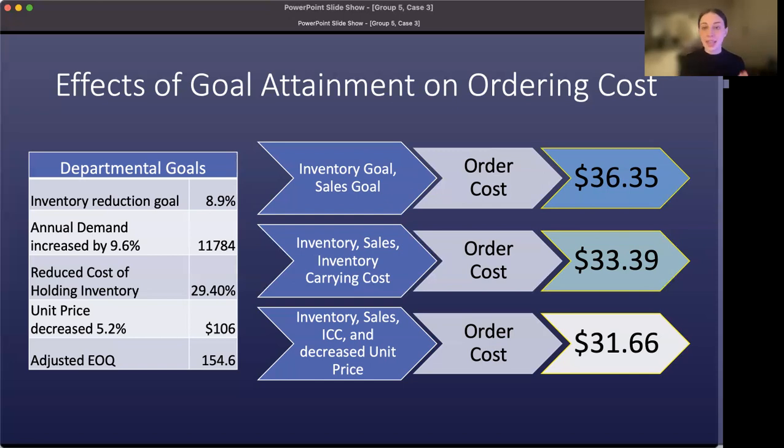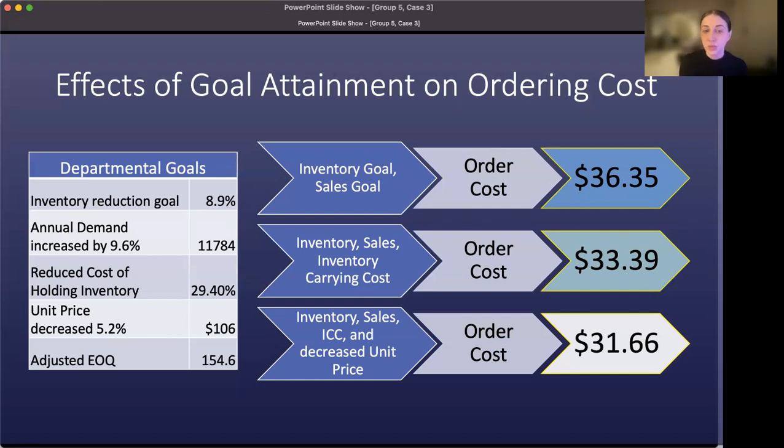And using the same logic as before in the adjusted EOQ, we can apply the order cost formula here in using the new EOQ, increased annual demand, newly reduced inventory cost. And we now know that the order cost to achieve these variables will be $33.39.